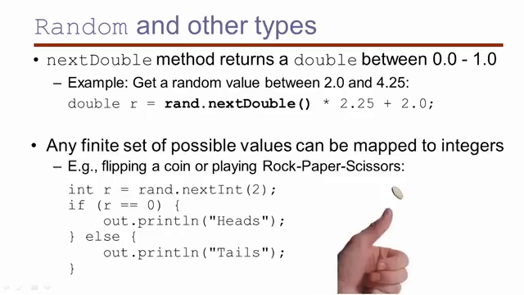And any random process which has a finite set of outcomes can be simulated by mapping the possible outcomes to the integers. For example, to flip a coin, we can generate a random 0 or 1. To play rock, paper, scissors, we can generate a random 0, 1, or 2.